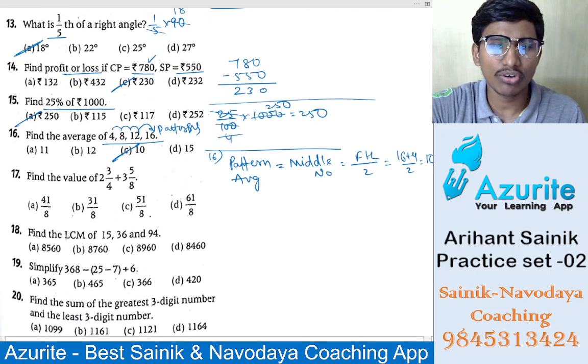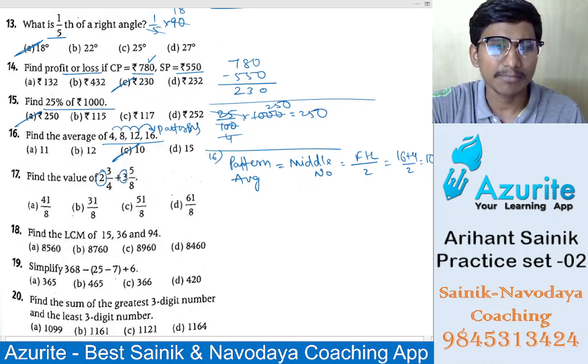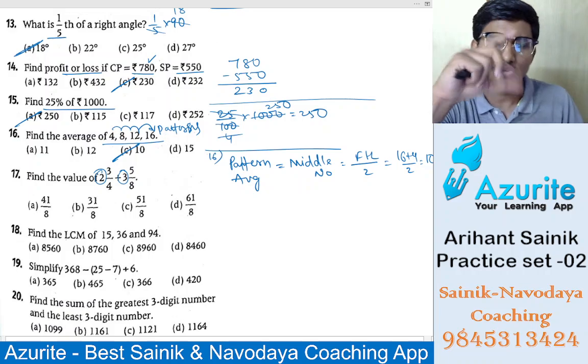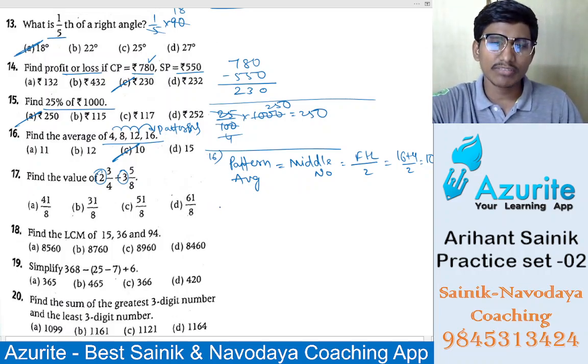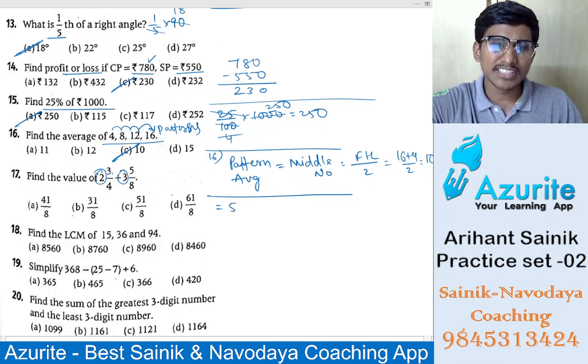Now find the value of these. So 2 plus 3 is there. 2 plus 3 you do it. When there is addition you can do directly. These are integers, that is whole numbers. So 2 plus 3 is 5. So 5 will come first. Okay. So 5 and 3 by 4 plus 5 by 8. 3 by 4 plus 5 by 8 you do it.